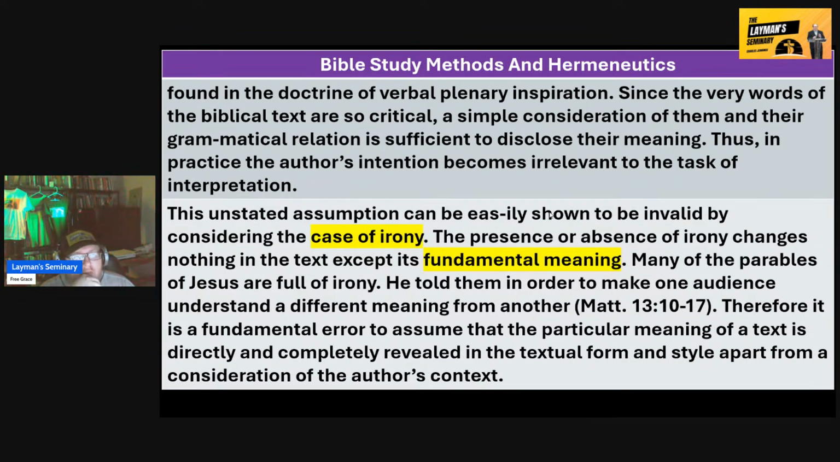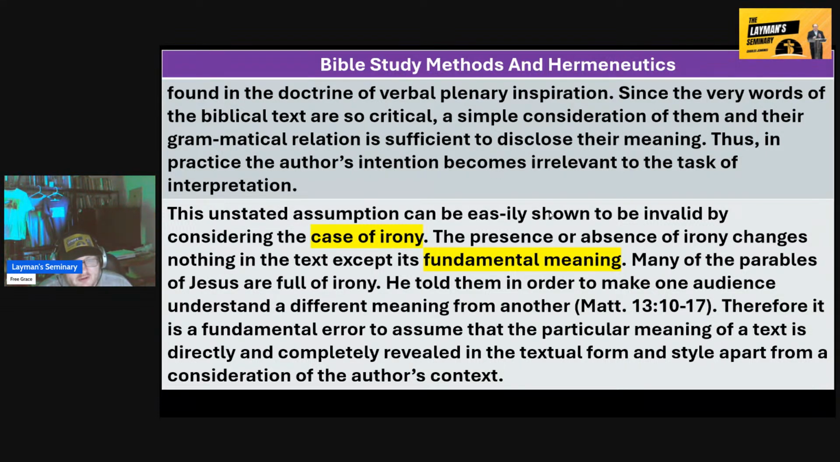Sometimes found in the doctrine of verbal plenary inspiration: since the very words of the biblical text are so critical, a simple consideration of them and their grammatical relation is sufficient to disclose their meaning. Thus, in practice, the author's intention becomes irrelevant to the task of interpretation. This unstated assumption can be easily shown to be invalid by considering the case of irony. Yeah, because when you're reading irony, it's very hard to tell when someone is being ironic or sarcastic, because the words look the same.